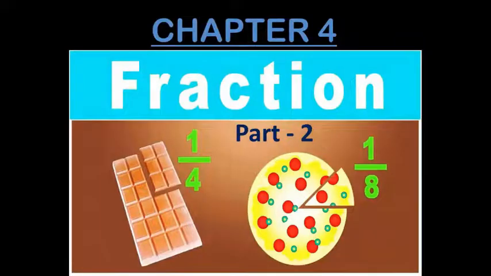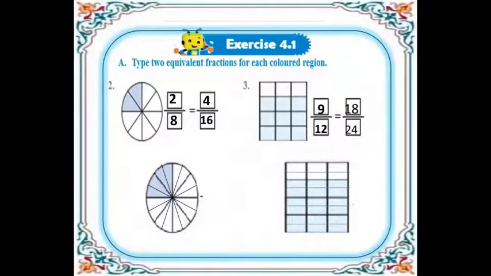Let us see the next part in fractions. Let us see few sums in exercise 4.1. Type 2 equivalent fraction for each colored region. So the first is a circle, it has been divided into 8 equal parts and 2 is shaded. So what you do, you write the fraction as 2 by 8.